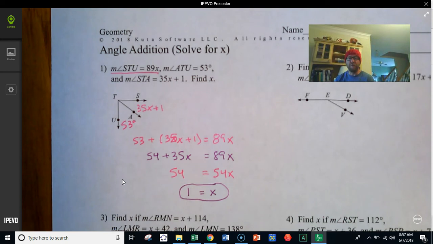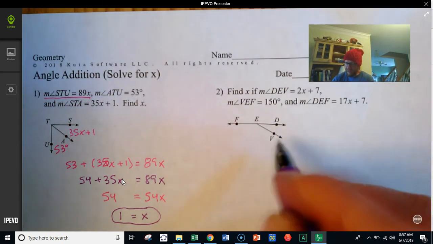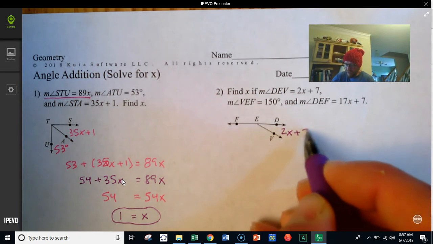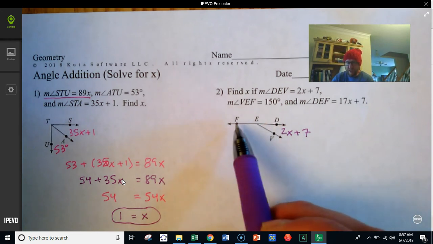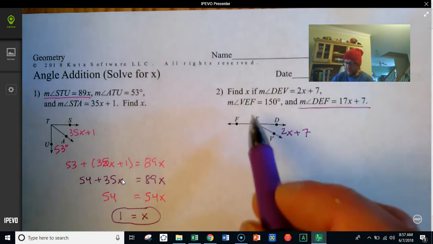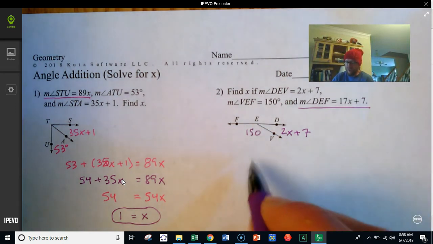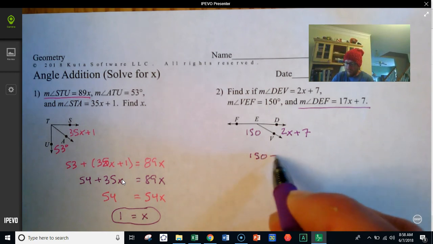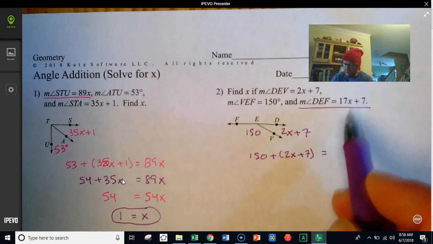All right, let's do another one. Next door here, we've got a measure of DEV. That's represented by 2x plus 7. And let's see, DEF, that's the big angle, 17x plus 7. And then VEF is 150 degrees. Okay. So to set up our equation now, we have 150 plus 2x plus 7 equals, let's see, 17x plus 7.